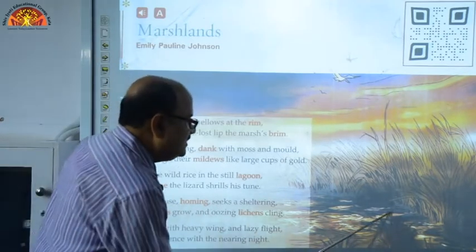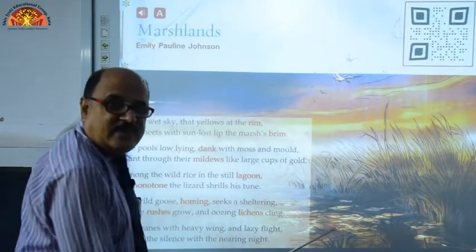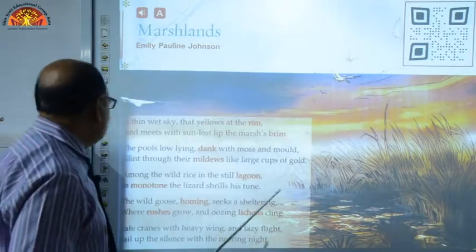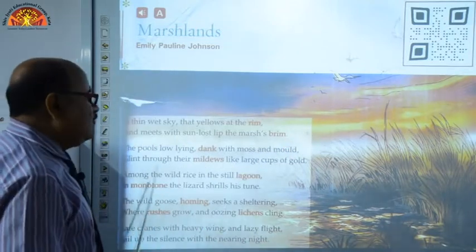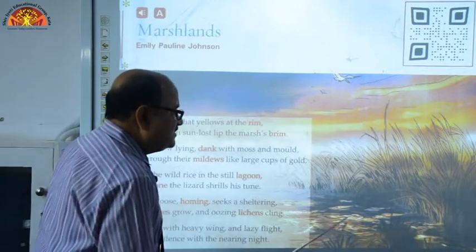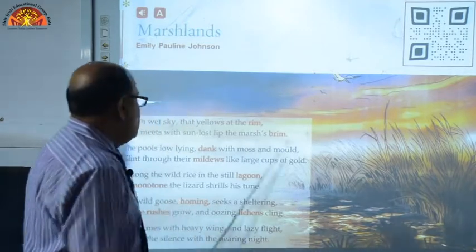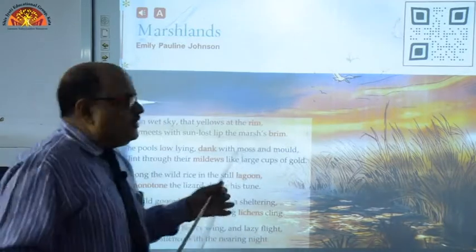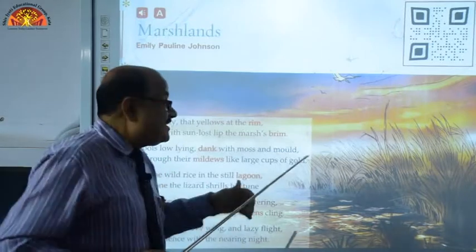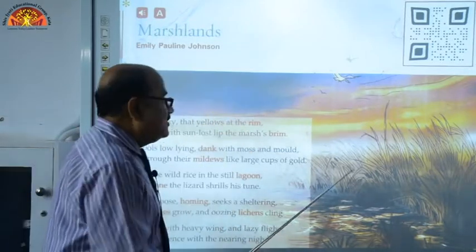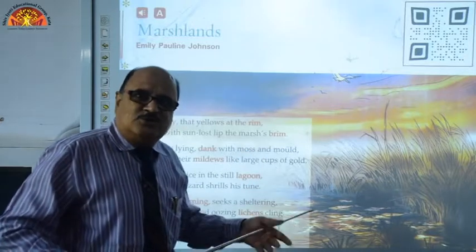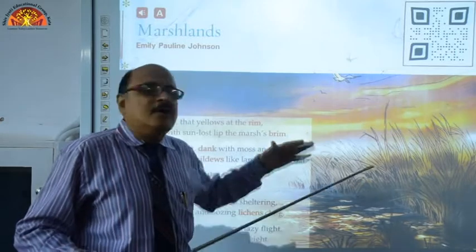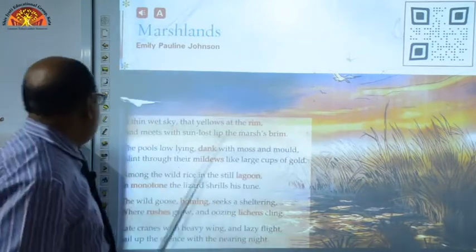Glint with means glistening, shining through their mildews like large cups of gold. So, you can see these pieces of land are looking like cups of gold, golden effect they are trying to give, right, and whatever this covering is there, they are known as mildews, fungus like something, fungus like creature. So, do not imagine that there is no sign of life on the marshland. On the marshland also there are signs of life. Living creatures are there, we will further read and learn.